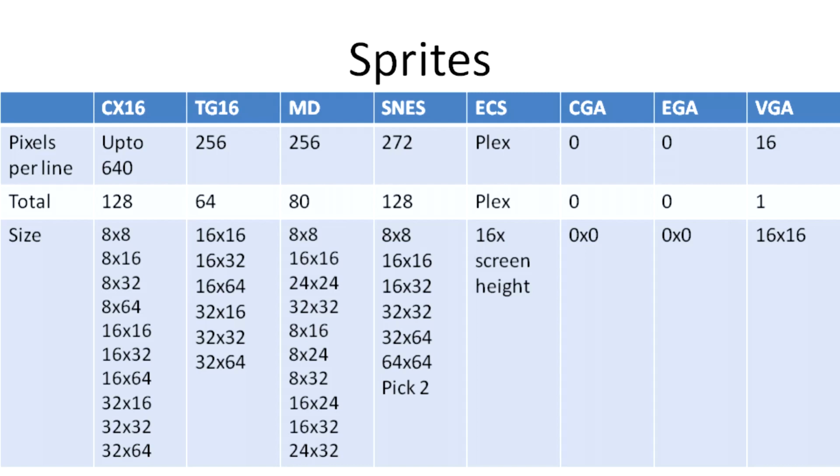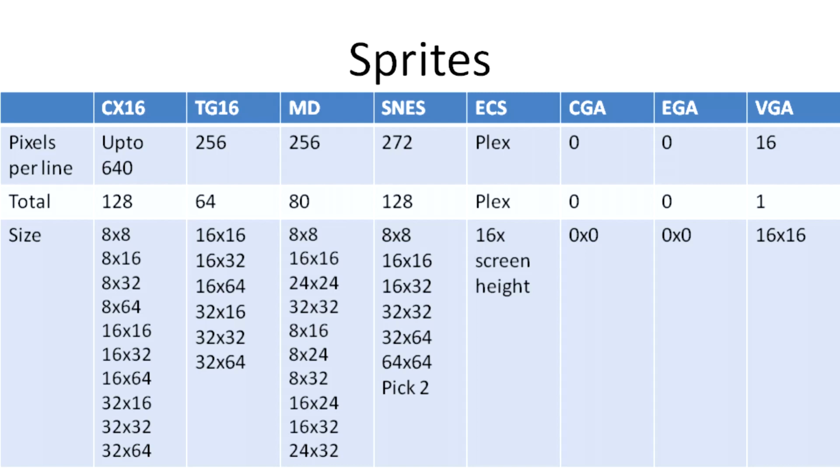The SNES supports 8, 16 and 32, and you can combine them pretty much how you want, but you can only pick 2 different sizes to use at the same time. So you can have 8x8s and 32x32s, but then you can't put a 16x16 on the screen at the same time. You can only pick 2. I mean, the Amiga, they're 16 wide and they're as tall as the screen, so you can have whatever height you want. CGA and EGA, it's 0x0, and the VGA cursor is 16x16.